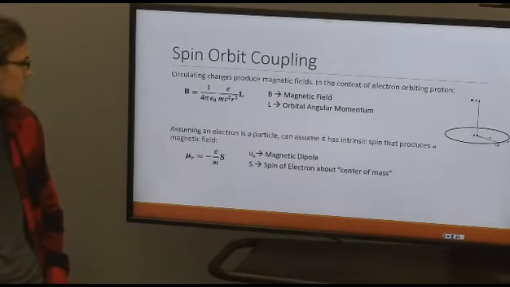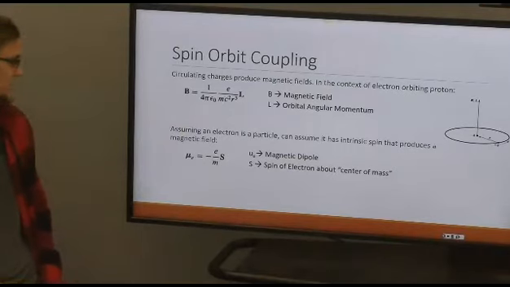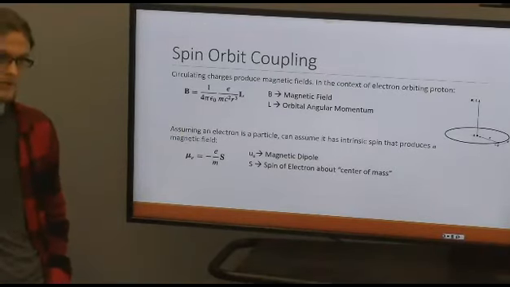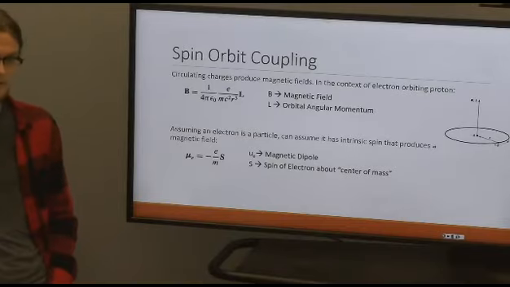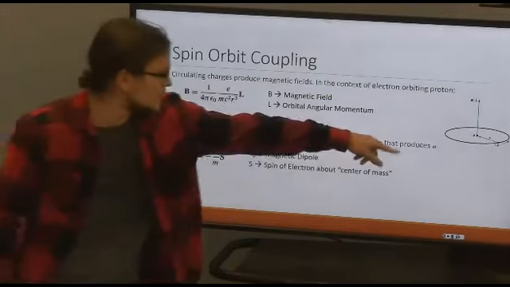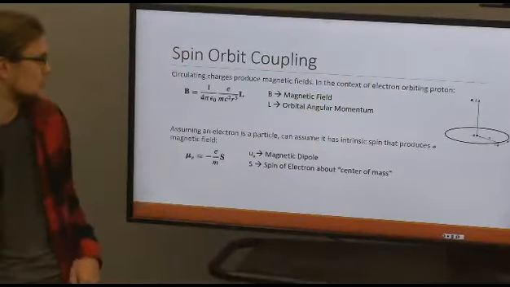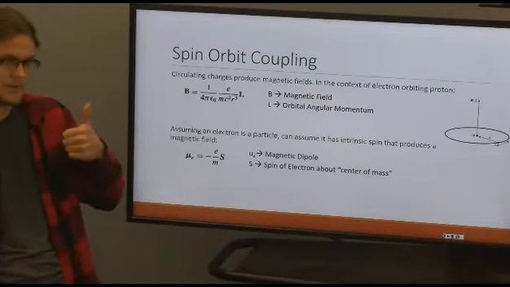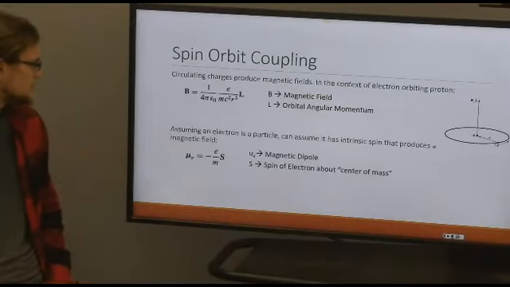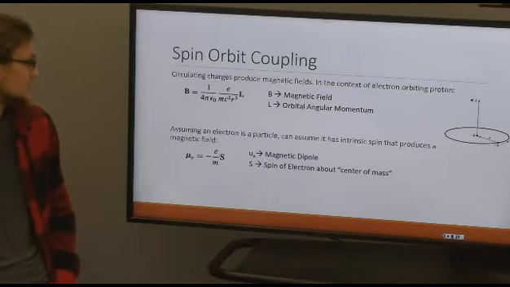And then the second interaction is a spin-orbit coupling. So if you consider the electron going around the proton, we know that circulating charges produce a magnetic field, as shown in the image over here. So if you get the electron circling, you get a magnetic field pointing up, perpendicular to the plane of circulation. So then that produces a magnetic field.